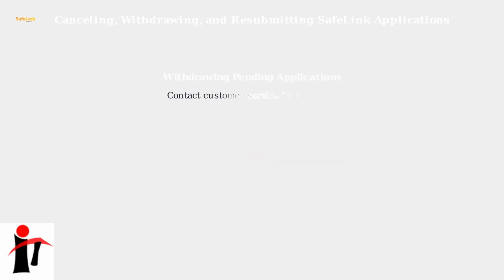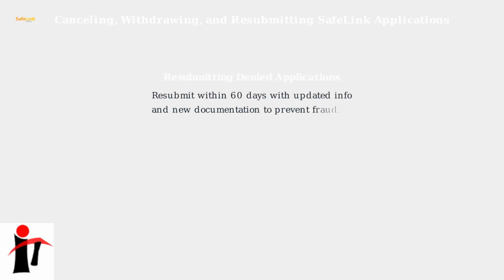If your application is still pending, you can withdraw it by contacting customer service. If denied, don't worry. You can resubmit within 60 days, but make sure to update any incorrect information and provide new documentation to prevent fraud. Resubmitting requires fresh documents to comply with SafeLink's fraud prevention measures.